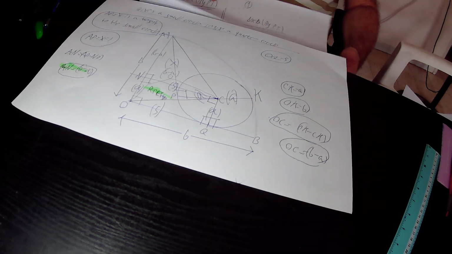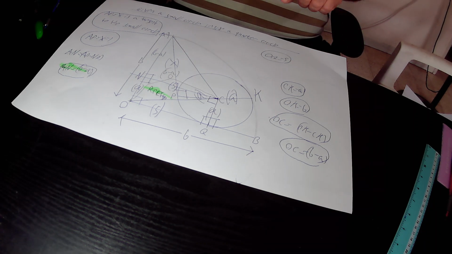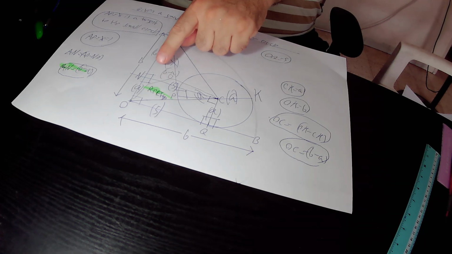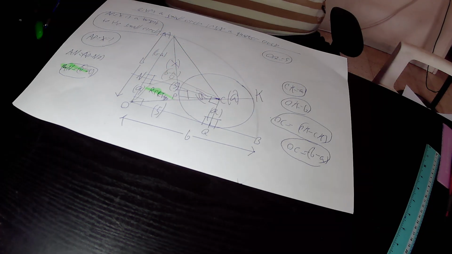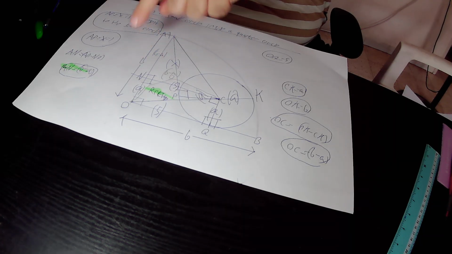In the next step, we did the construction. That is to say, from this point C, we draw a perpendicular on AO. So actually, this angle equals 90 degrees, and this angle also equals 90 degrees according to our construction. We define the touching point of the perpendicular from point C and AO. This point is point N.